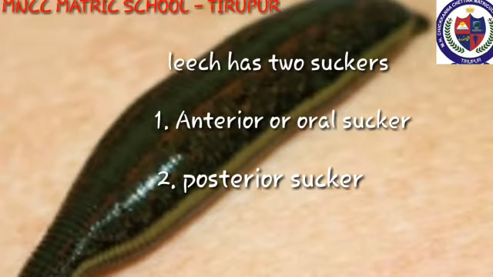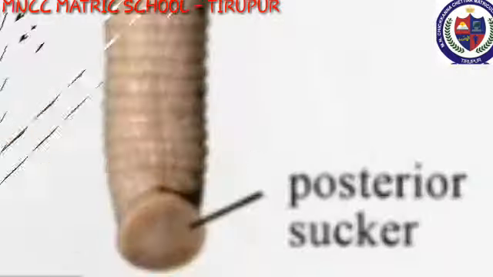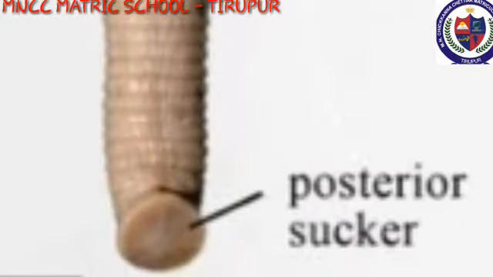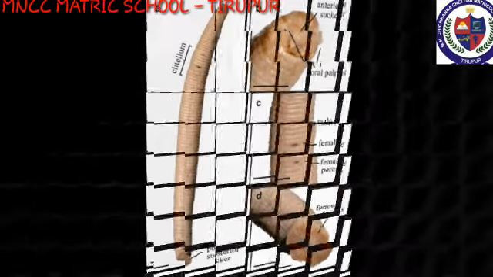Suckers. Leech has 2 suckers, anterior sucker or oral sucker and the posterior sucker. Anterior sucker, which is ventral in position, occupying the first 5 segments. The posterior sucker is formed by the fusion of the last 7 segments. Both the suckers help in attachment and locomotion.